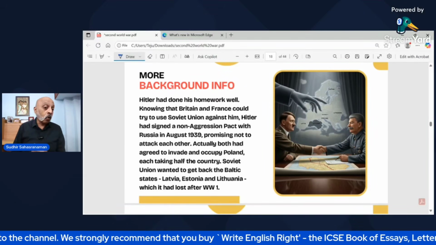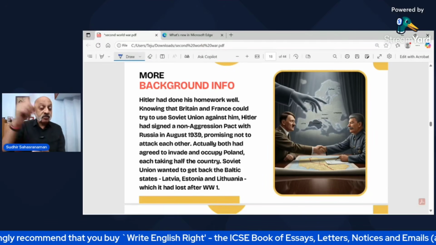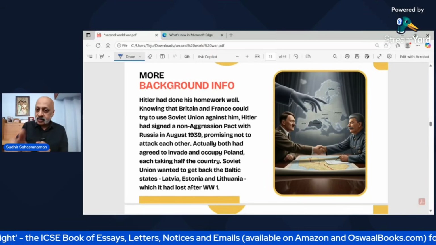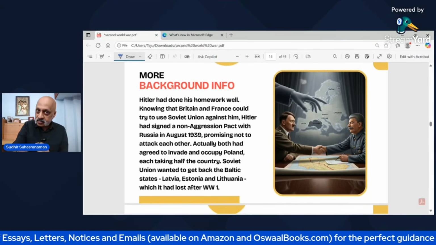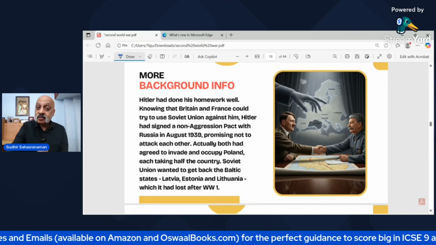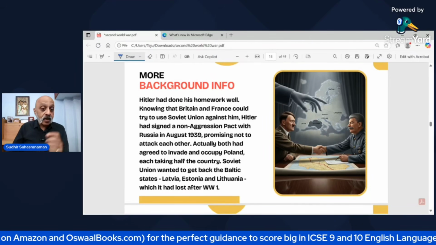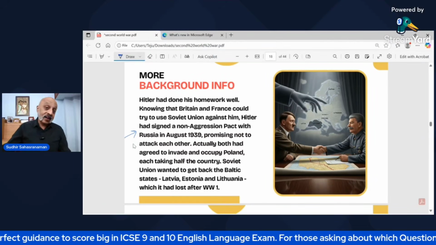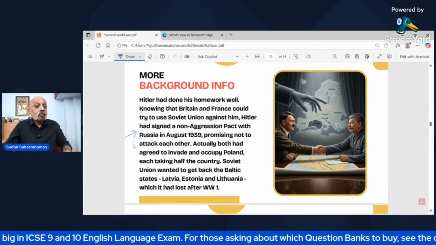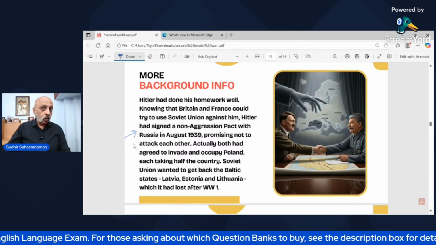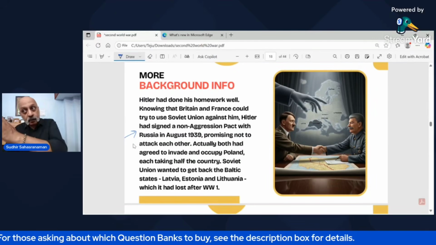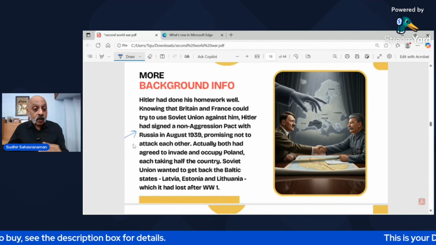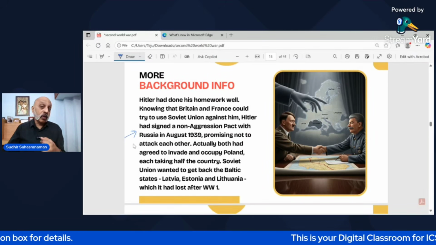So Hitler had done his homework well. So what he did was, apart from the treaty that is signed with Japan, which is anti-Soviet Union, now look at his politics. Now in the illustration, you are finding Germany's Hitler with USSR's, Soviet Union's Joseph Stalin. So what he did was, he also signed a non-aggression pact with Russia in August 1939, 1 month before the start of the Second World War. So he signed with Japan, which was supposed to be anti-Russia, but now he signed another pact with Russia, and he said, I will not attack you, you will not attack me.